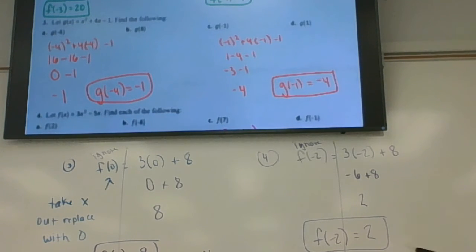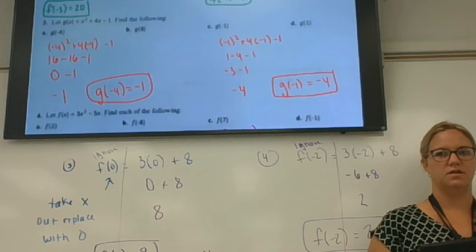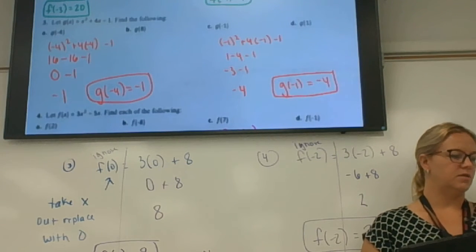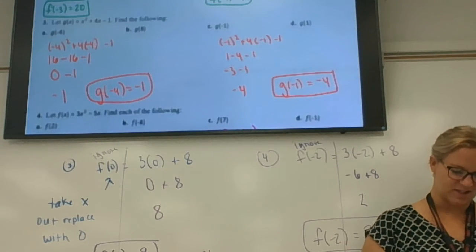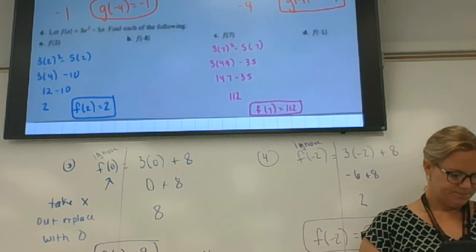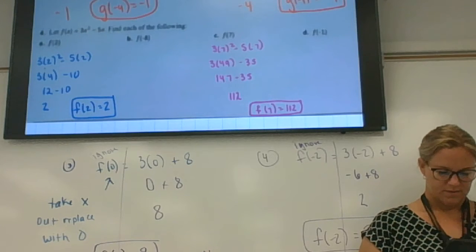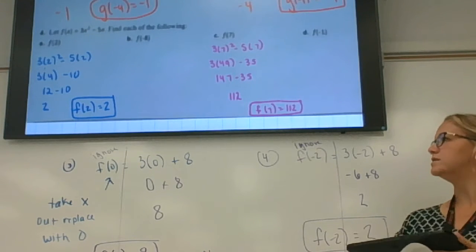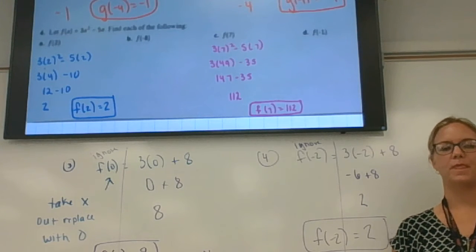All right, number 4, letter A. What did you guys get? Call it out. -2. And the letter C, what did you guys get? Okay, you're questioning. That's good. I'm glad you're questioning. I think I did it wrong. Oh no. I did. Did anybody get 112 here? Very good. Oh my god. I just thought it was right.